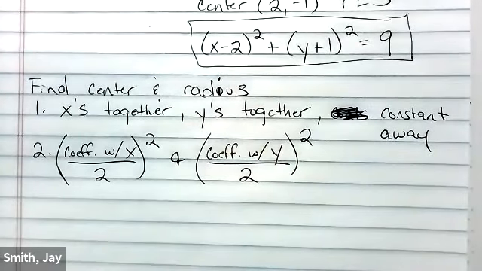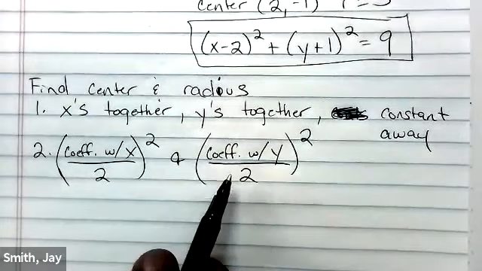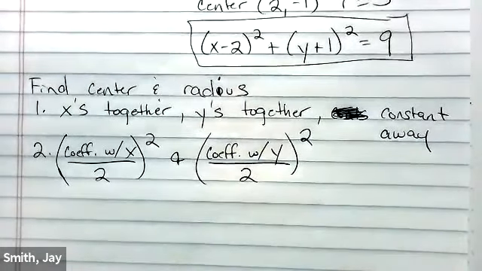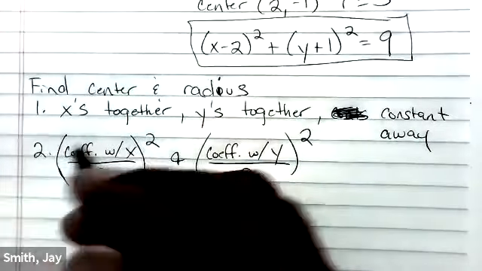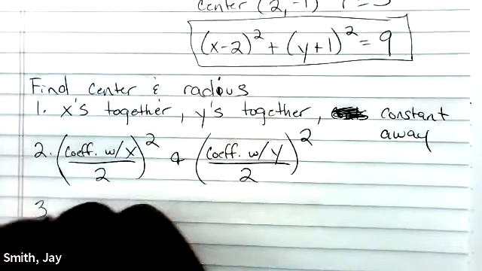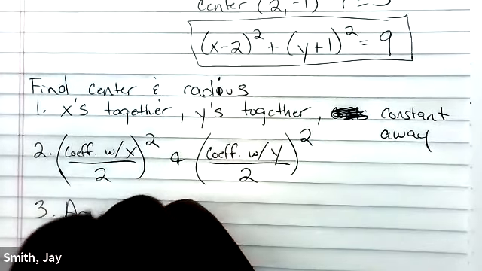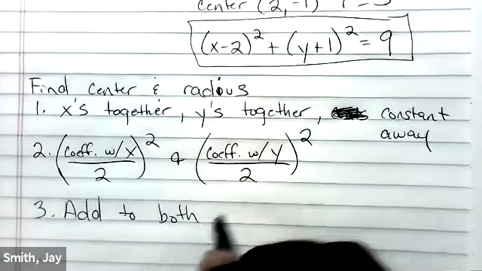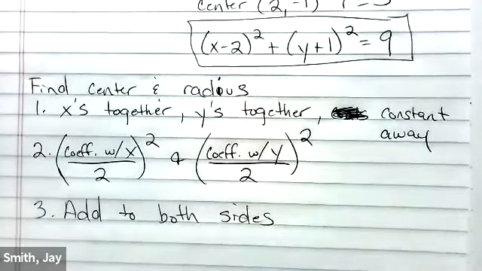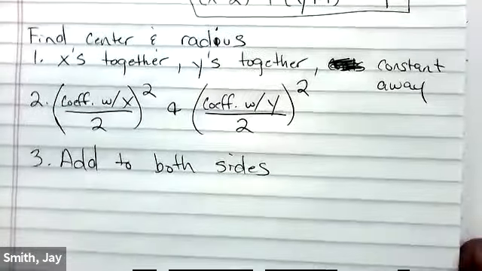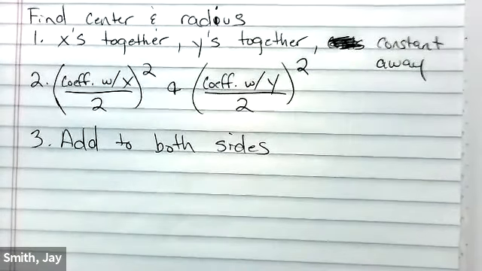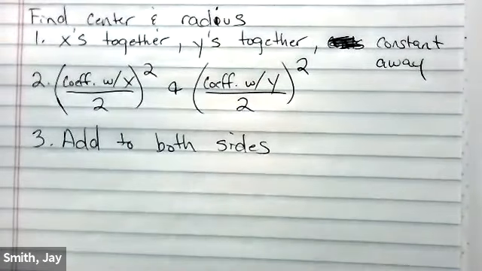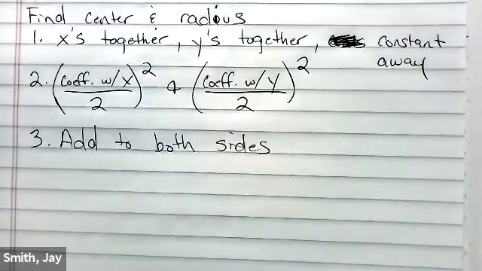Remember in chapter 1, when we completed our squares, this is how we found that number that makes it a perfect square trinomial. Keeping in mind that whatever we add to one side, we need to add to the other side. And that's actually step 3. Add that magical number that we use to complete the square to both sides of the equation. This way, we're not changing the value of anything, we're simply changing the way the problem looks. Remember, that's the whole point. We want to take it from the way it's presented to us and put it in that center radius form.